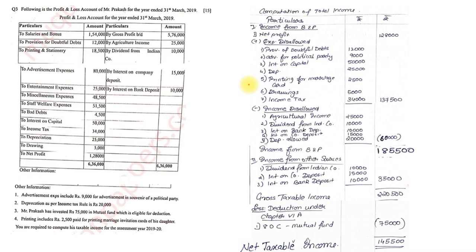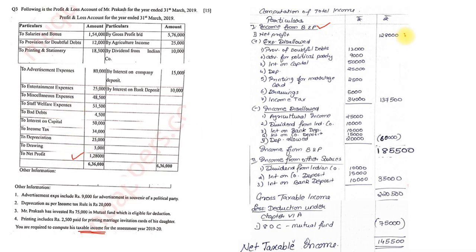Always remember, business and profession will always come as computation of total taxable income. So your sum will get divided into 3 parts: income from business and profession, income from other sources, less deduction under Chapter 6A. Now remember, whenever a P&L account is given, we'll always first give the heading as income from business and profession. Under that, first will always be net profit.